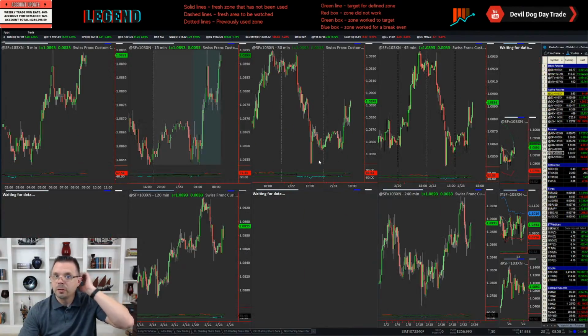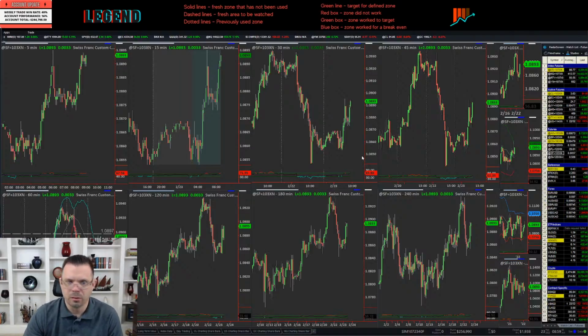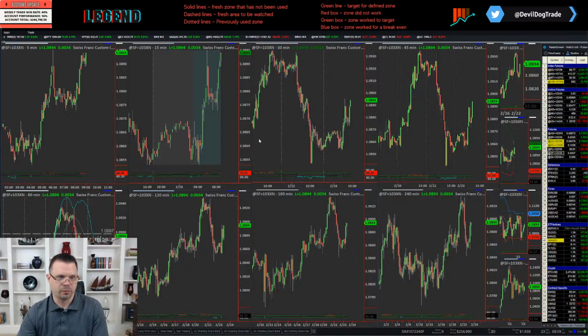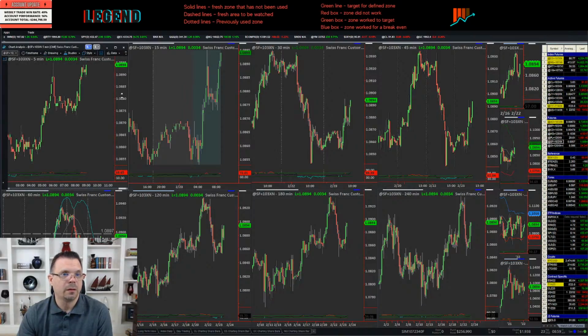So now go into Swiss franc. Swiss franc is in an overall uptrend on the higher time frames, so we'd be looking to get into longs here, and for some of the smaller time frames maybe a short as well, because we're at neutral. I am not seeing anything though.